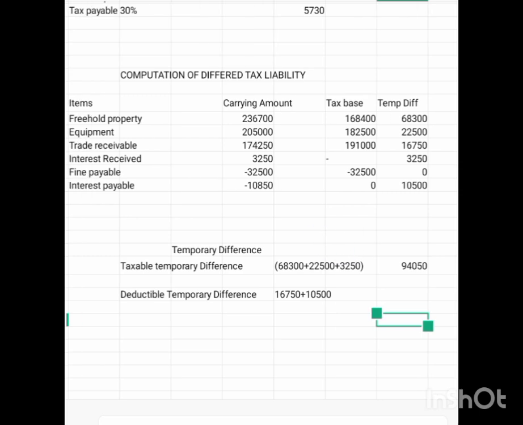Don't forget, the reason why interest payable is having zero is because it was on cash basis, and the tax base of such an item is zero. So if we minus zero from this, we have 10,500, which means it is a deductible temporary difference. So let us add it together and put this one in brackets.